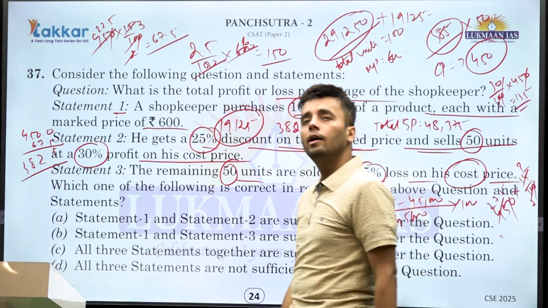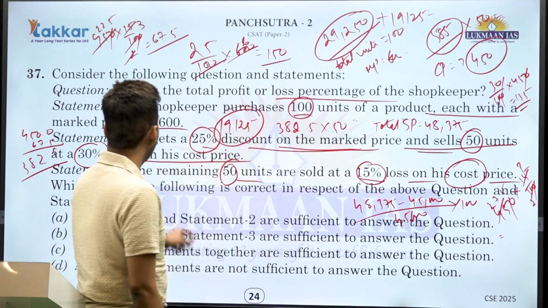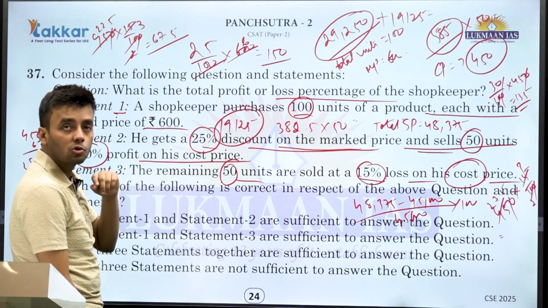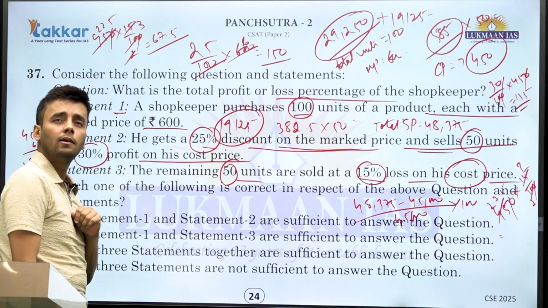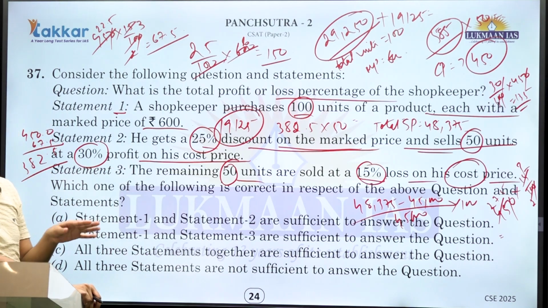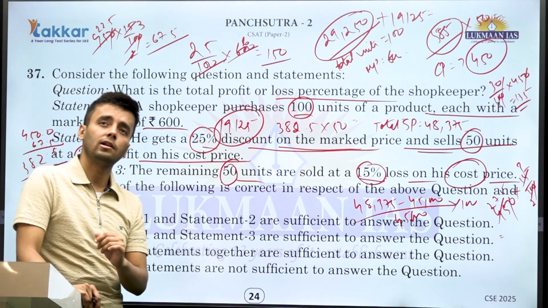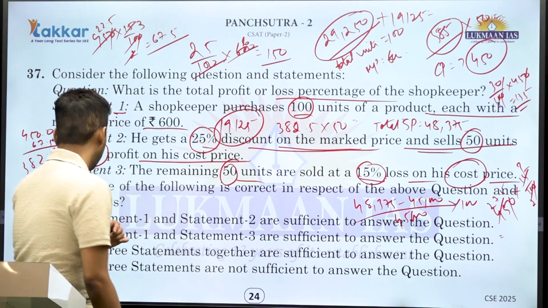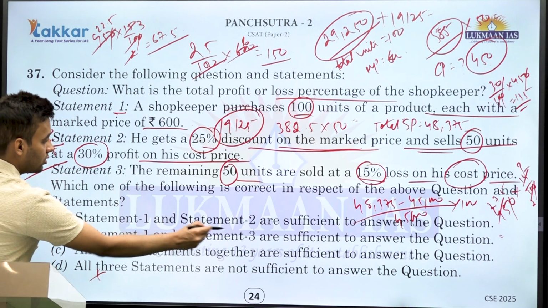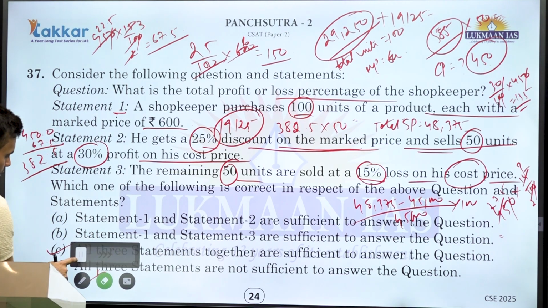So what we saw is that we required all the three statements to solve this question. We required the total units, we required how much he sold the first 50 items for, and from the third we got how much he sold the next 50 items for, to get the overall selling price. So each statement alone is not sufficient; all three statements together are sufficient. C is the right answer. Okay, I hope you got it.